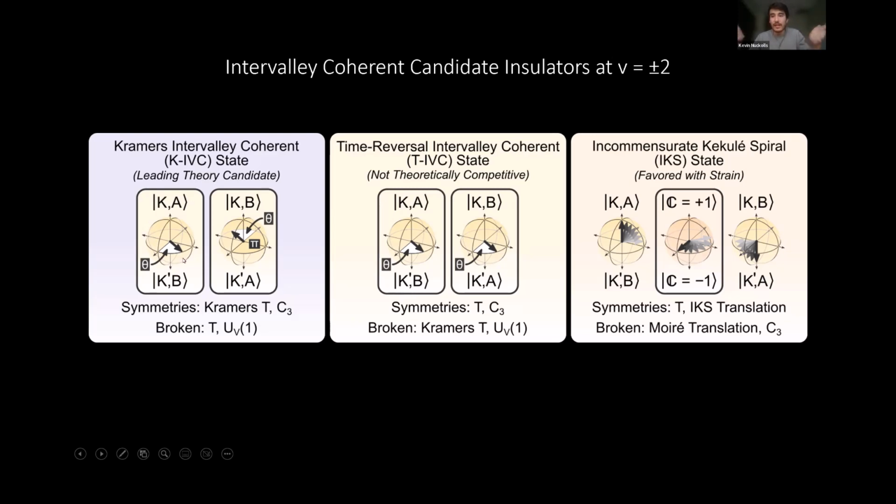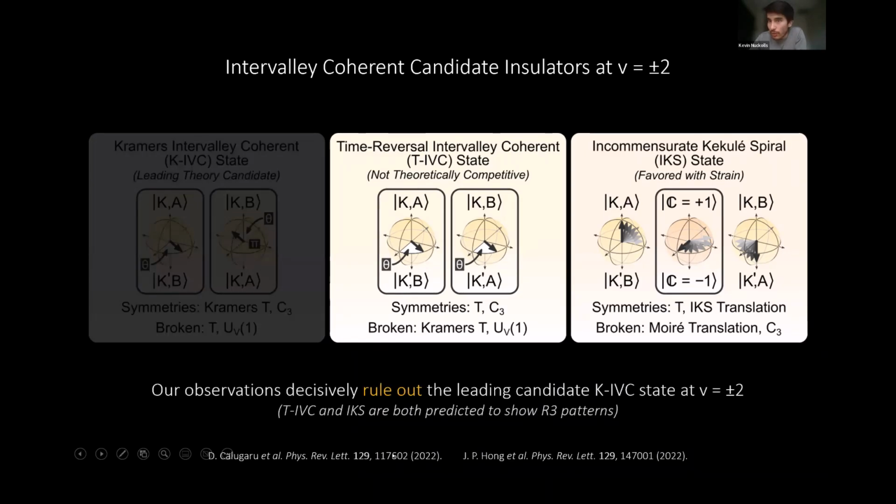This, instead of having the Chern block spheres pointed out of plane like an Ising type configuration, these are like XY configurations where the Kramer's intervalley coherent state breaks time reversal symmetry, but it preserves a composite time reversal times a Valley rotation, which gives us this anti-aligned XY configuration in block sphere space. So that's the Kramer's time reversal symmetry, but this state is predicted by these authors not to show an R3 pattern.